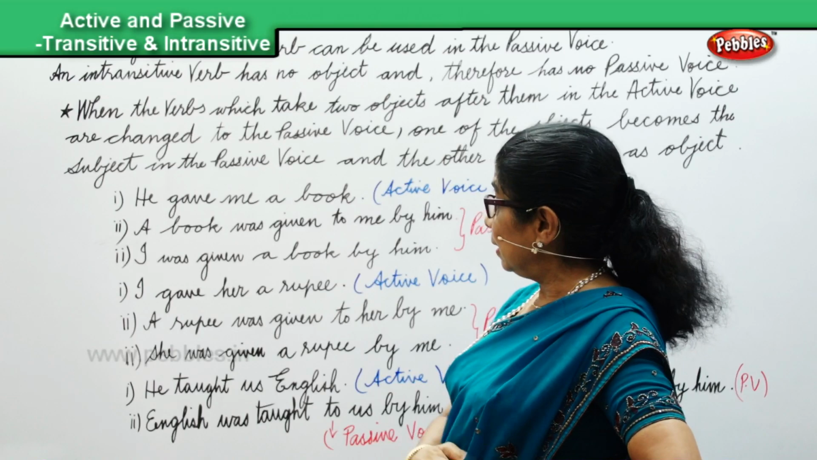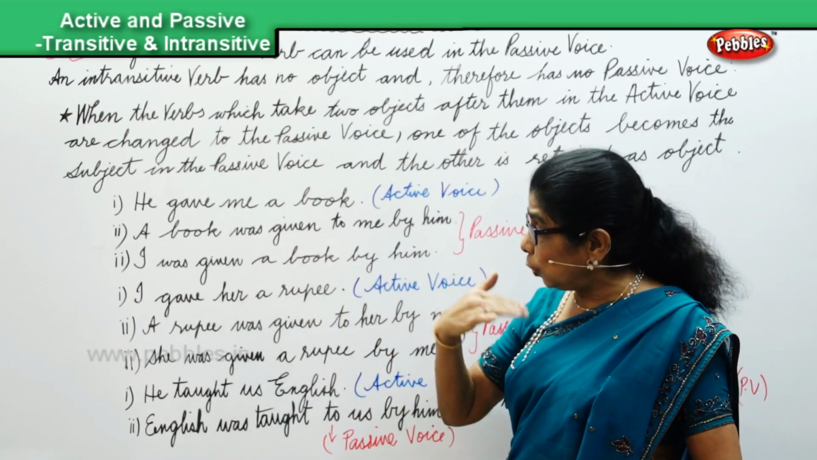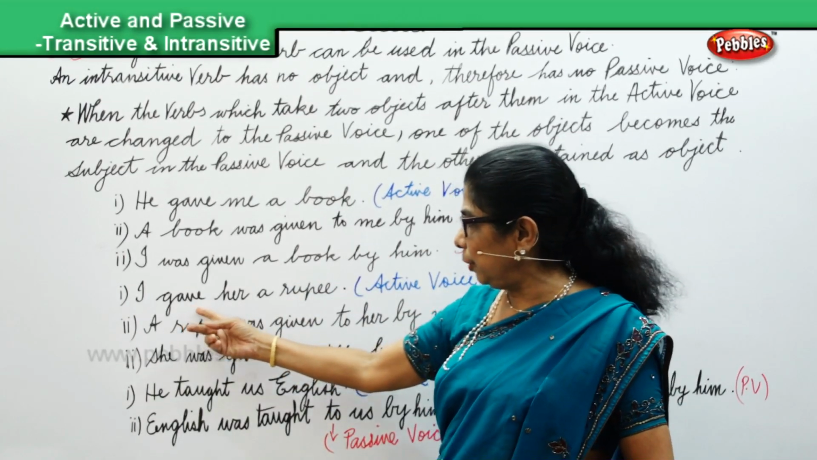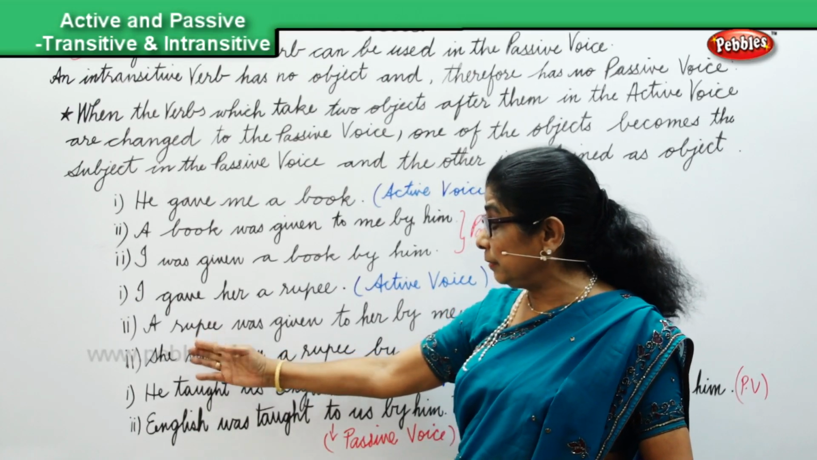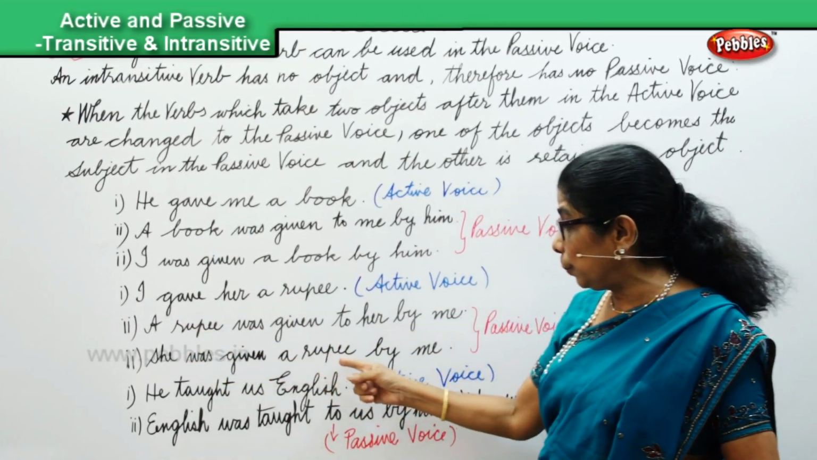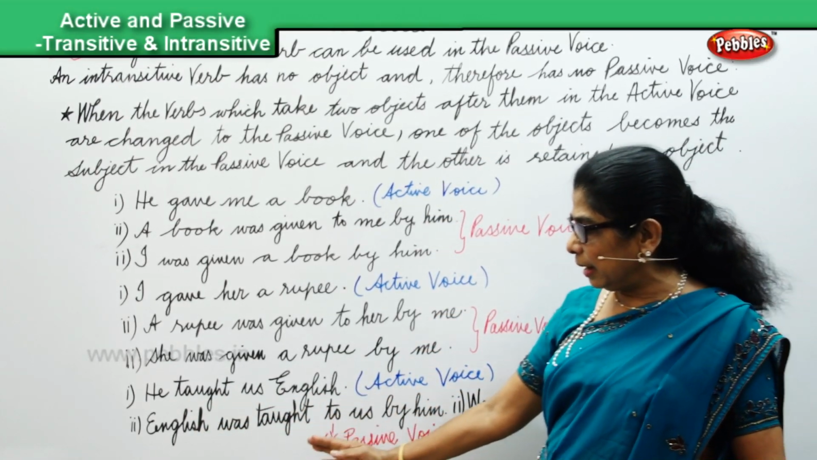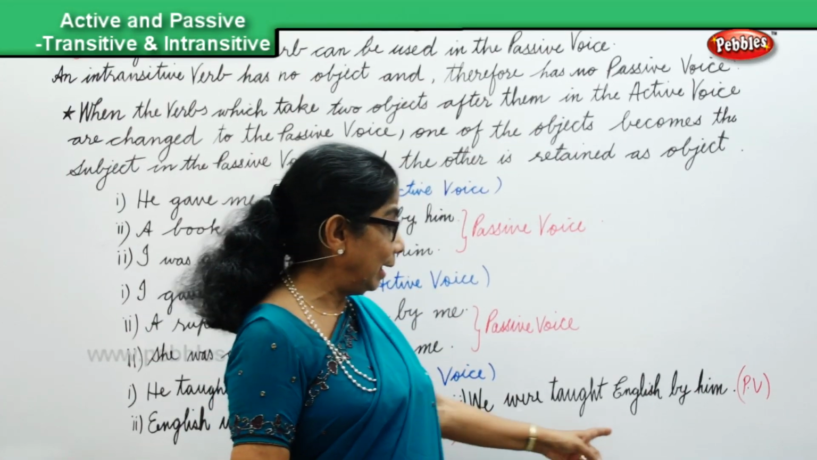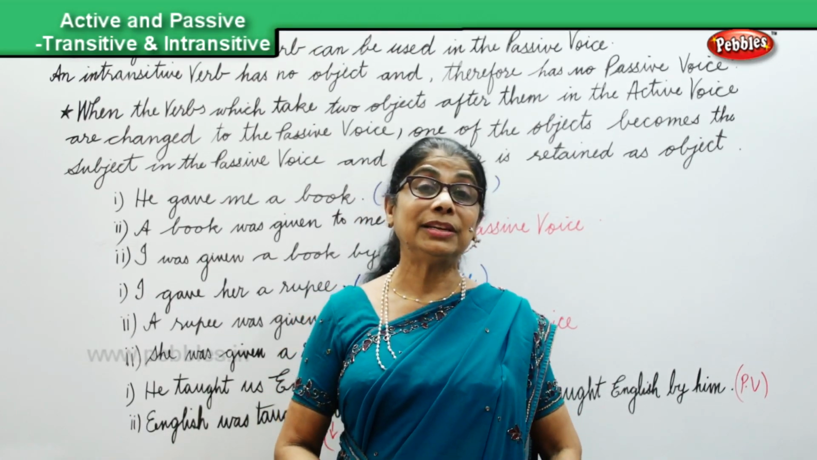Okay. Now, first, he gave me a book. Active voice, we can change it two different ways: a book was given to me by him, or I was given a book by him. The second, I gave her a rupee, that's the active voice. When you change it to passive, a rupee was given to her by me, or she was given a rupee by me. And in the third we have, he taught us English, active. We can either write English was taught to us by him, or we were taught English by him. So two different ways of writing the passive voice changing from active.